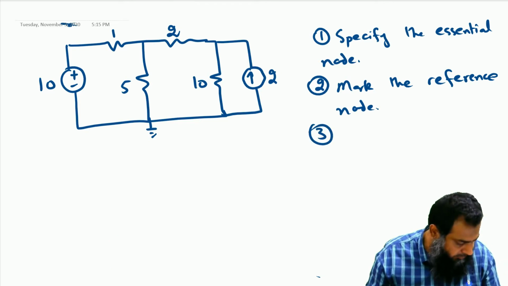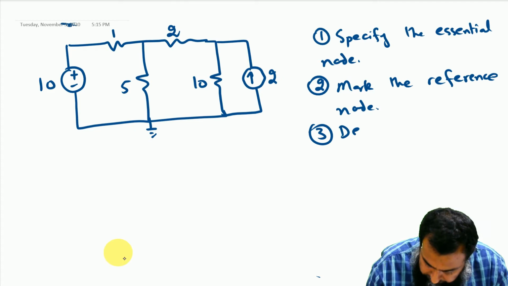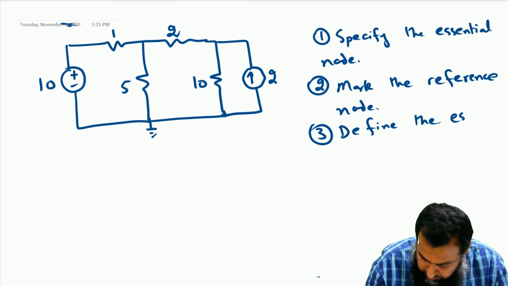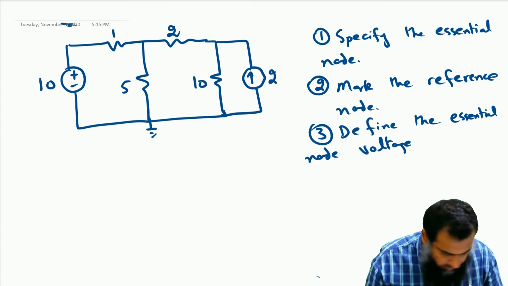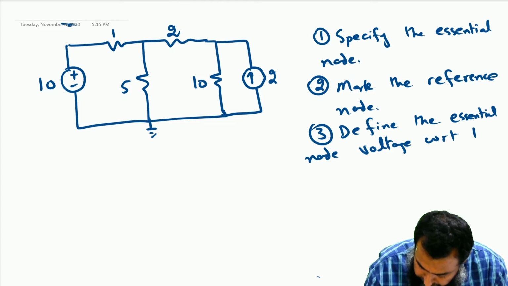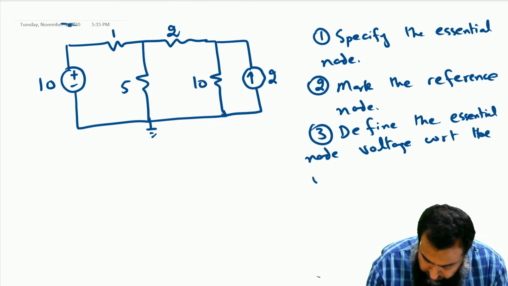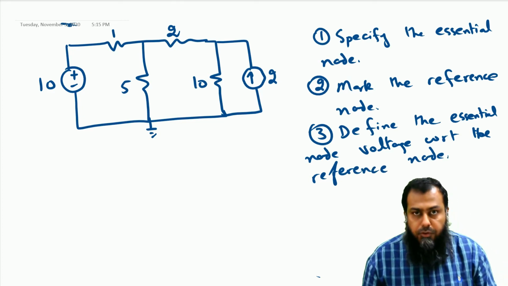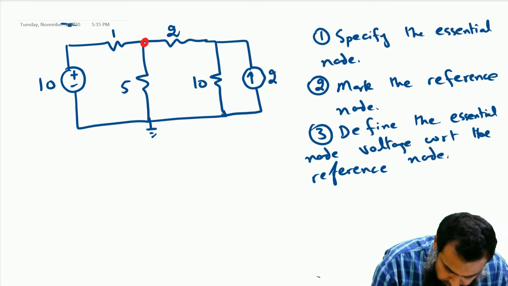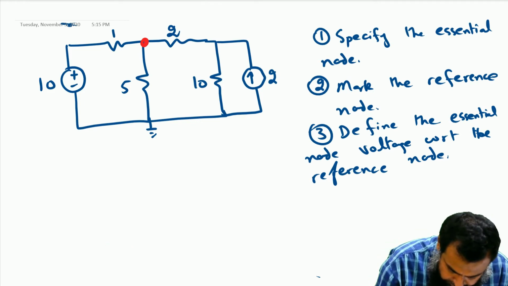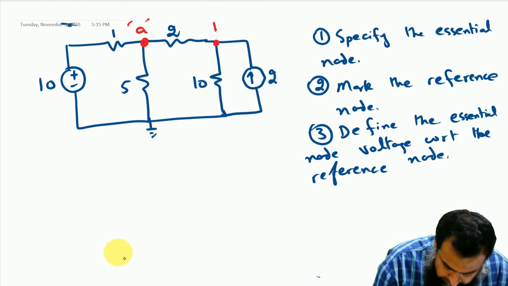As a third step, we will define the essential node voltages with respect to the reference node. For example, in this particular circuit, this is an essential node. Let us call this A and let us call this node B.